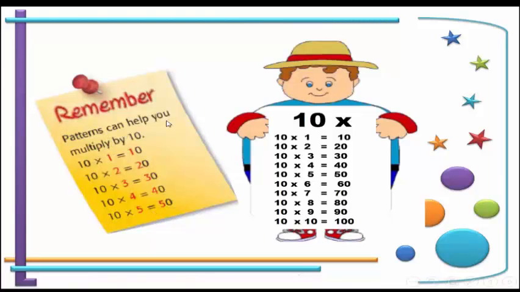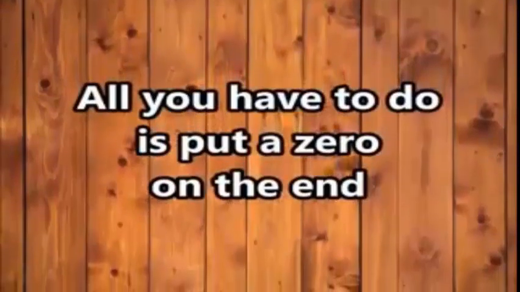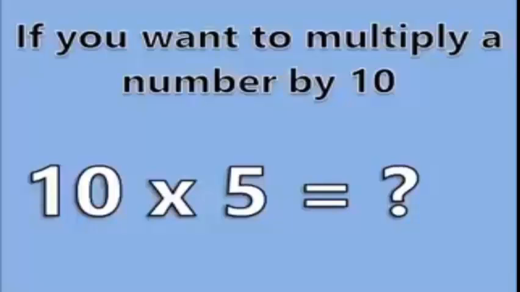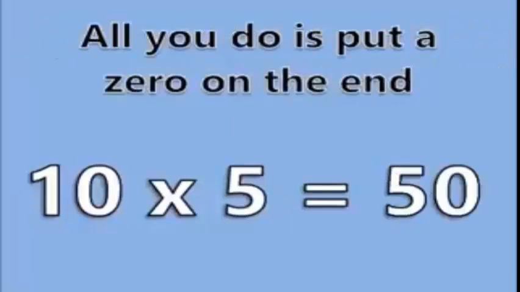Remember, patterns can help you multiply by 10. 10 times 1 equals 10. 10 times 2 equals 20. 10 times 3 equals 30. 10 times 4 equals 40. 10 times 5 equals 50. The same number and put 0 in ones. If you want to multiply a number by 10, all you have to do is put a 0 on the end.